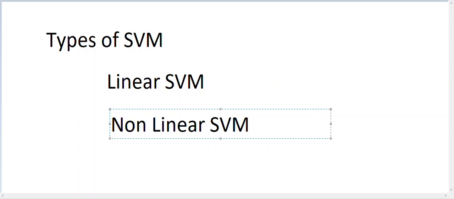Non-linear SVM is used for non-linearly separated data, which means if a dataset cannot be classified by using a straight line, then such data is termed as non-linear data, and the classifier used is called a non-linear SVM classifier.